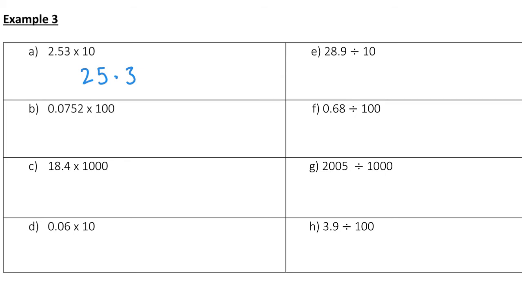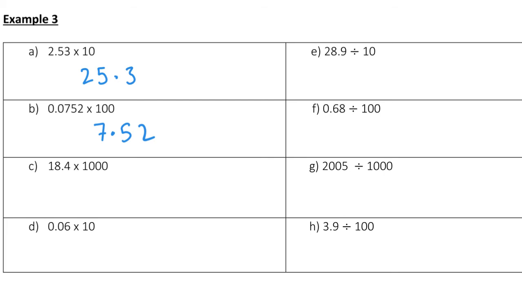B, multiplying by 100, that means we're going to move things 2 places, and the number's going to get bigger. So the 7, which is a hundredth, is going to be moved to the tenth to the unit. So 2 columns to the left, or the decimal place is going to move 2 to the right. And the answer is 7.52. C, 18.4 times by 1,000.